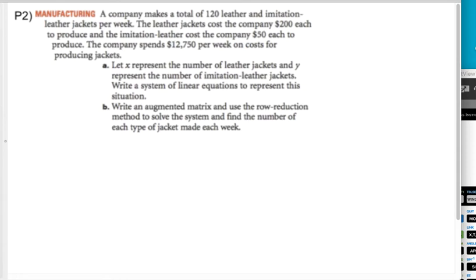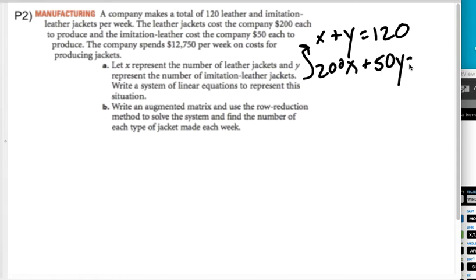Okay, so let's start with the system. In A, we know that there are a total of 120 leather and imitation jackets, meaning that X plus Y is 120. We know that the cost of a leather jacket is $200, so 200 times X, plus 50 for the imitation jackets, and that's 12,750. So that's my system of equations, although I kind of ran out of room for it.